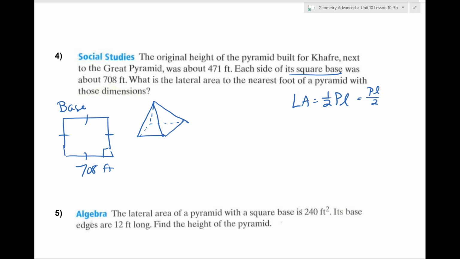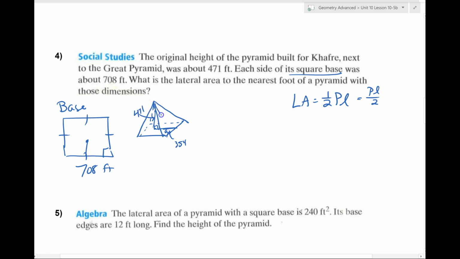They said the height was about 471 feet, so that would be right in here into the middle. Can we find the apothem? Yeah, it's half of 708. So our apothem to the base, which would be this right here, my friends, is 708 divided by 2. That's going to be 354. So 354. We have our height, which is 471.